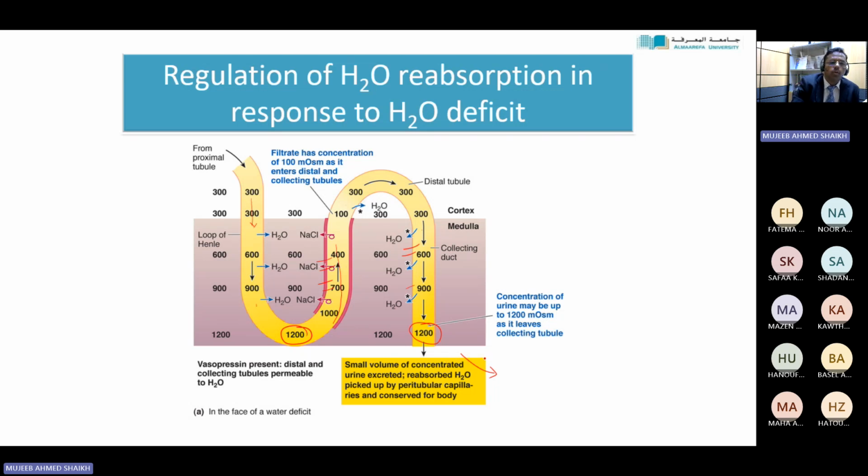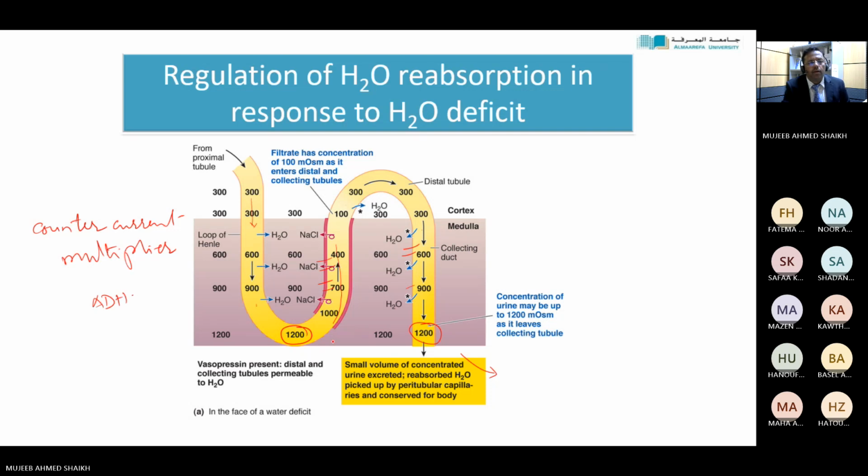And we have the role of three things. One is the counter current multiplier. Multiplier means it's the loop of Henle which is multiplying the concentration of the fluid. And there is the role of ADH. So the loop of Henle is known as the counter current multiplier.